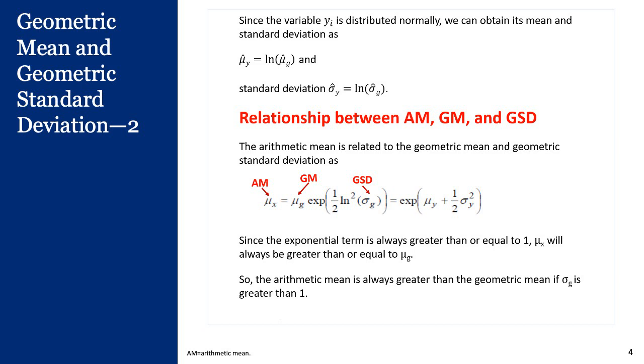And so since the exponential term is greater than 1, the geometric mean, sigma g, multiplied by a number that is greater than 1, the product is always going to be greater than the geometric mean by itself. What this implies is that the arithmetic mean is always greater than the geometric mean, as long as the geometric standard deviation is greater than 1. And that's a very important feature of log normal distributions, that the geometric mean is less than the arithmetic mean, or the arithmetic mean is greater than the geometric mean. So it's a skewed distribution which leads to this feature.